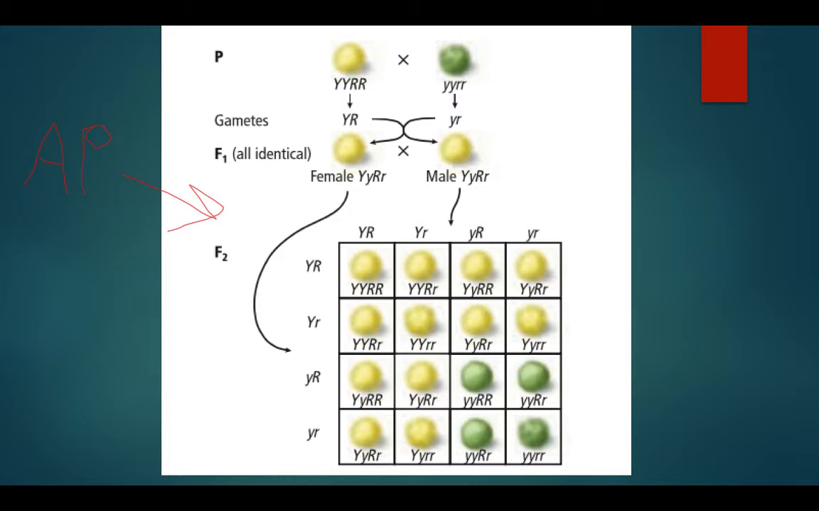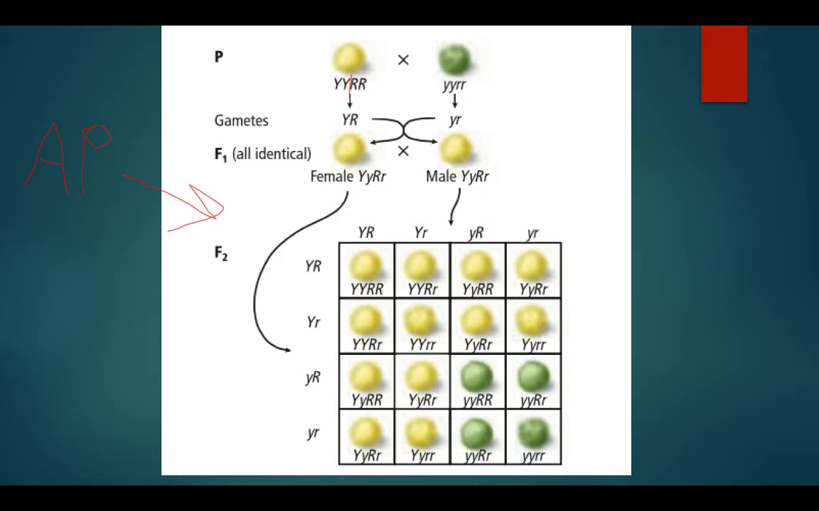So you have the Y trait and the R trait. So Y here would stand for yellow, and R here would stand for rough. In this case, Y is dominant and big R is dominant. So smooth is dominant and yellow is dominant. Wrinkled is recessive and green is recessive for P's.